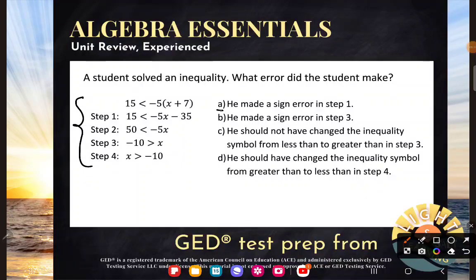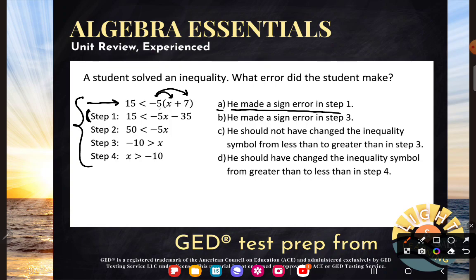So let's look at A. A says he made a sign error in step 1. So here's my step 1. Let's see if he made a sign error. Look up above step 1, right? When we get lost in algebra, we look above, we can see there's the original equation. My 15, my less than, that hasn't changed. But what you're going to notice is this student took this -5 and multiplied it through. So let's check his work to see if he did that right or if he had a sign error.